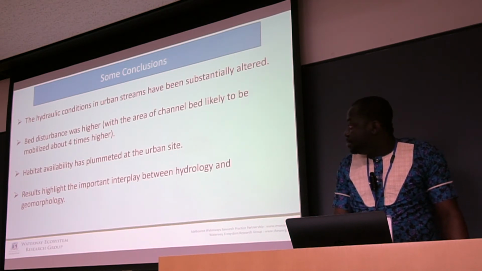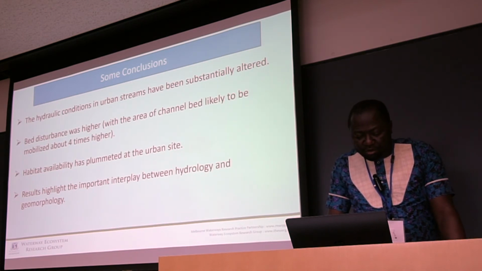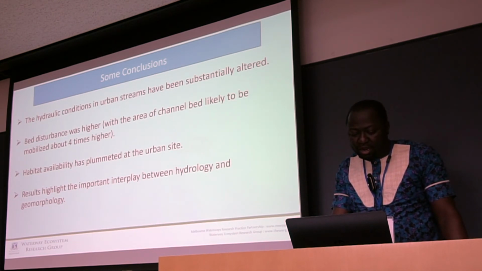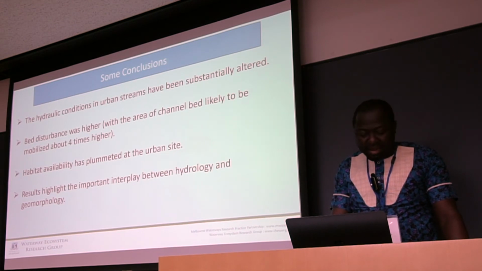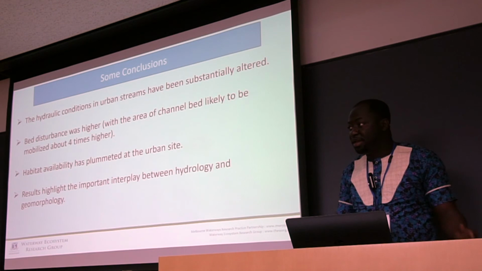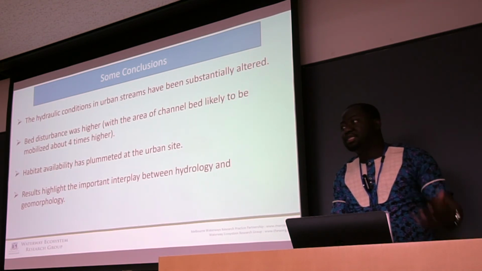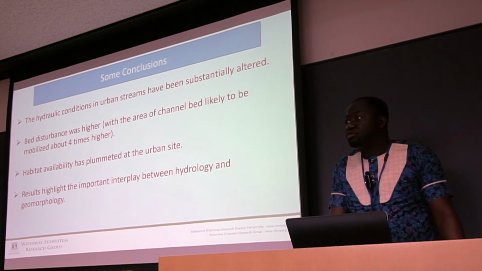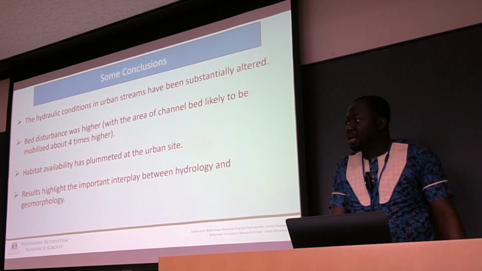And it was found that the bed disturbance was higher, with the area of channel bed likely to be mobilized about 4 times higher at the urban side compared to the natural side, and habitat availability plummeted rapidly at the urban side. And this result highlights the important interplay between hydrology and geomorphology, which brings in the ecohydraulic aspect of trying to manage urban streams rather than just looking at the hydrological perspective of it.